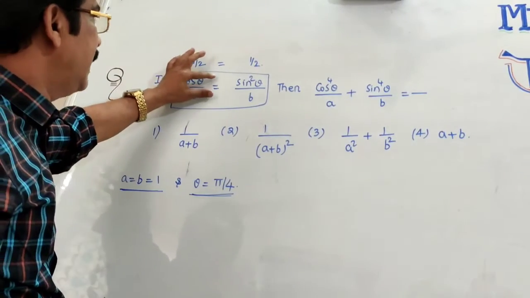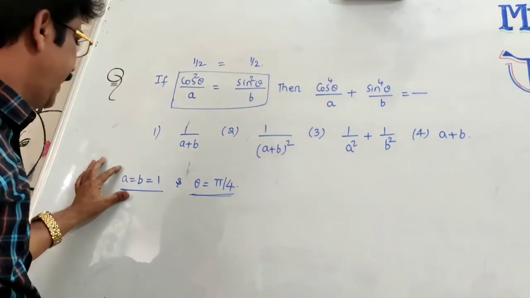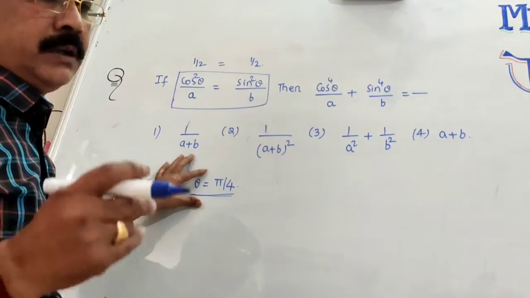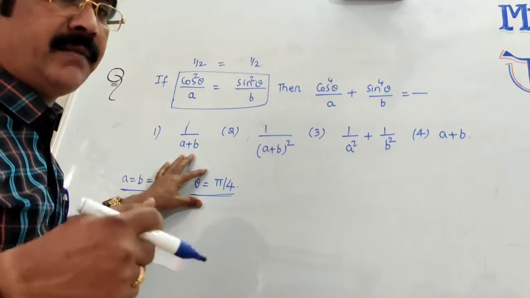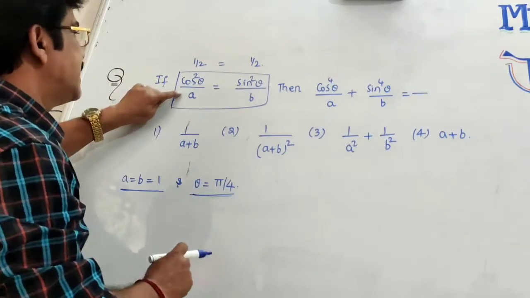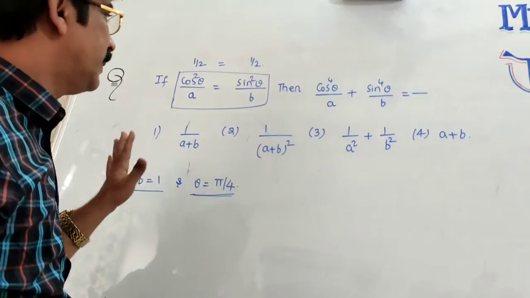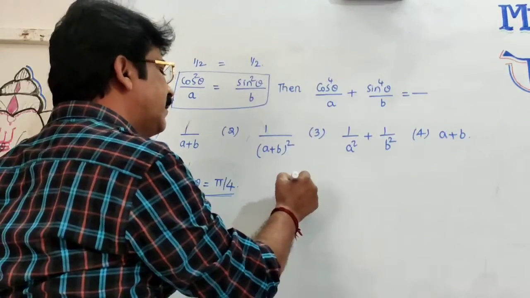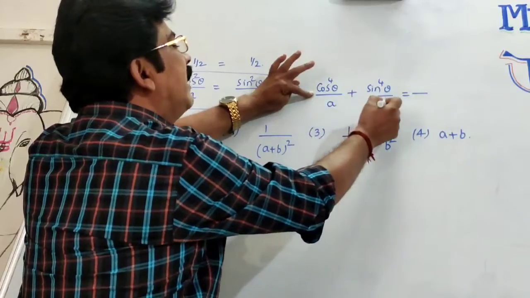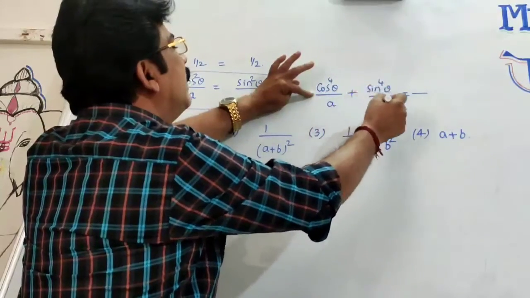So, for the given equation, we found that A equal to B equal to 1 and theta equal to pi by 4. You can select any random theta value and A, B values so that this condition is satisfied. I took simple numbers. Okay. Then the question says A value 1, B value 1. So 1 by 1, 1 by 1.